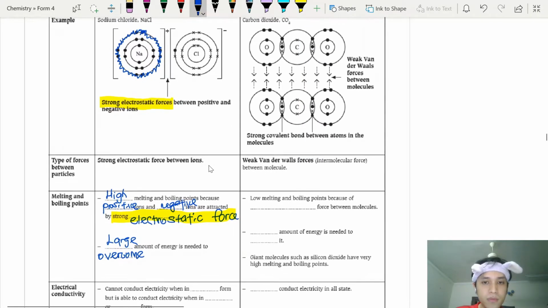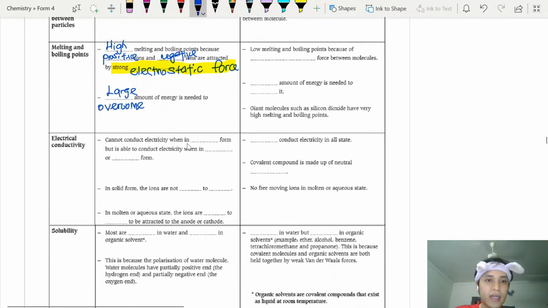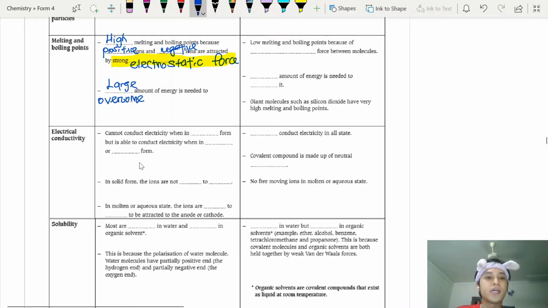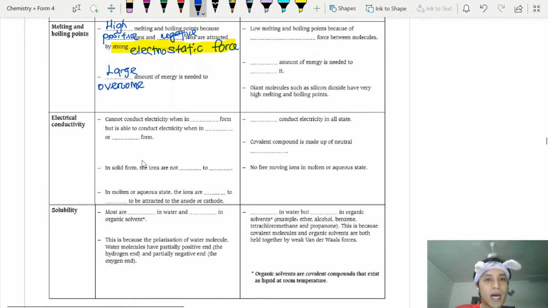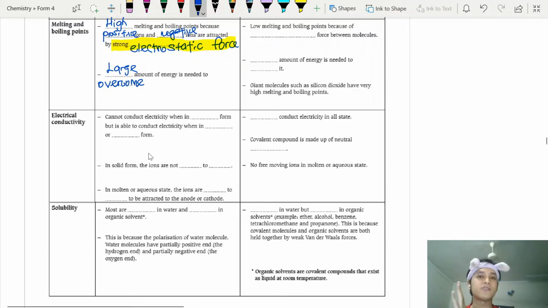So let's look at the electrical conductivity. Ionic compounds can conduct electricity, but with one condition: it must be in liquid form, meaning it must be in solution. In solid form, they cannot conduct electricity.